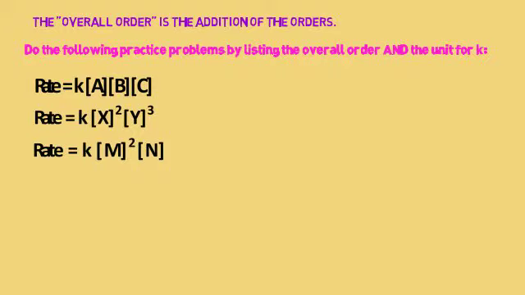Here are the 5 examples coming your way. I want you to pause after the 5th one and see if you can come up with the order and the unit for K. You'll have to write it out on paper. This is the last one. You might want to pause.